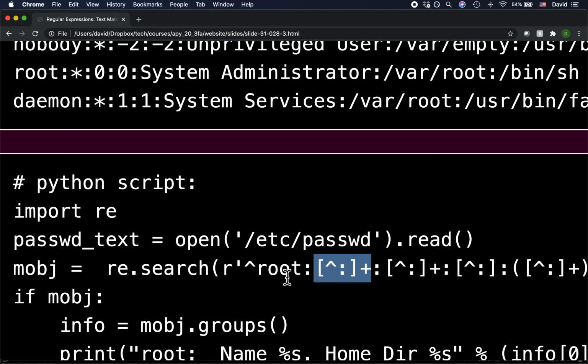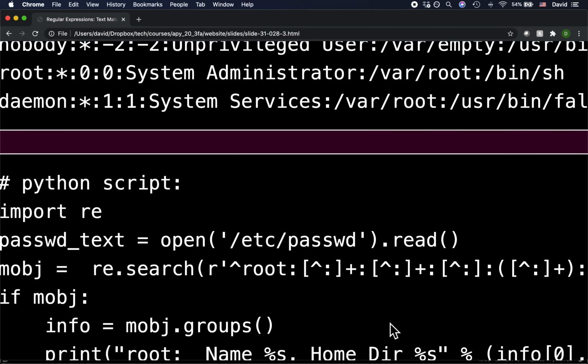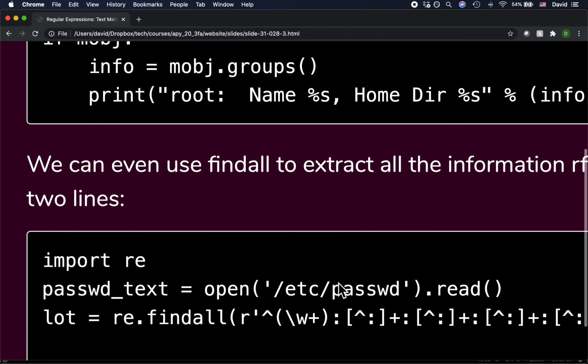I'd like to match at the beginning of a line, not at the beginning of a string. That's what the anchor would normally mean. The beginning of a line. If I use this special extra flag, RE multiline, then a caret will match at the beginning of a line within a multi-line text, and a $ will match at the end of a line of a multi-line text.